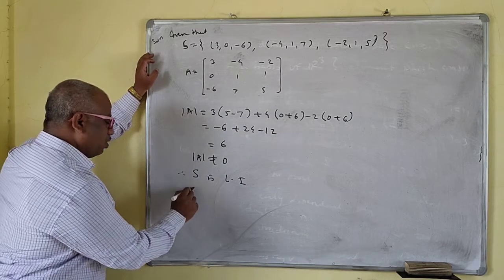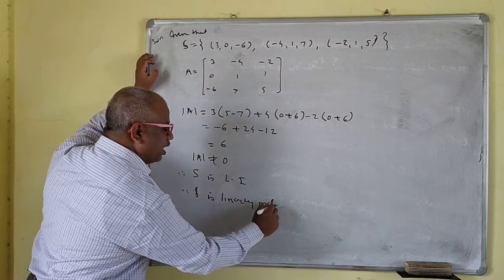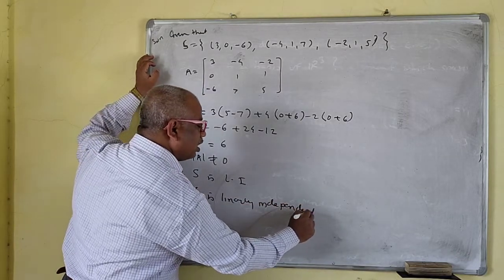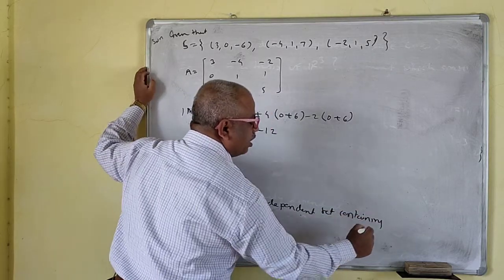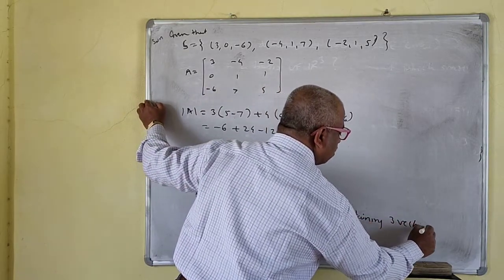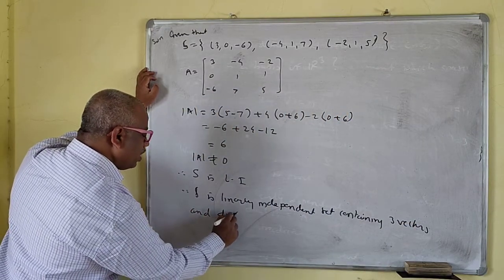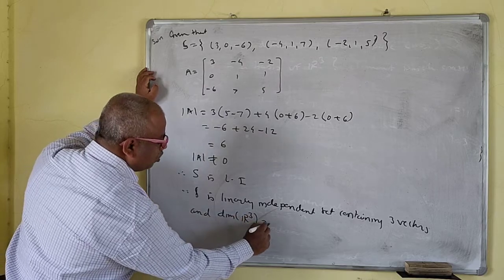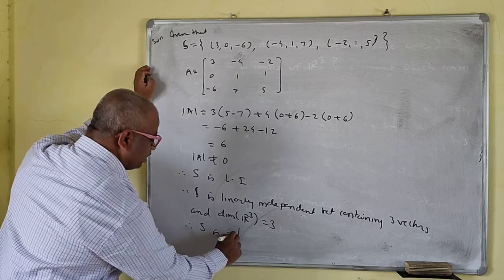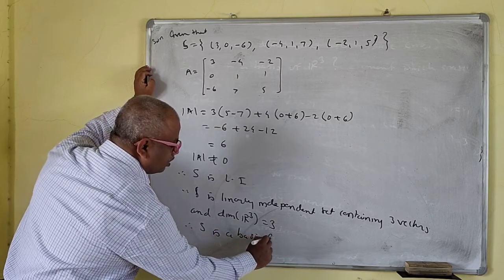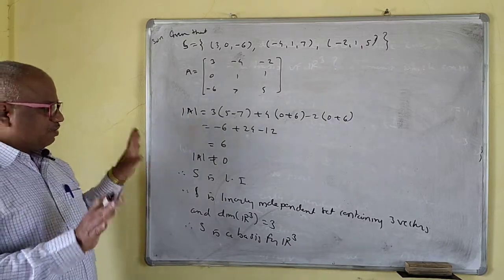Therefore S is a linearly independent set containing three vectors, and the dimension of R3 is 3. So therefore S is the basis for R3. Okay, so the problem is a very simple thing here.